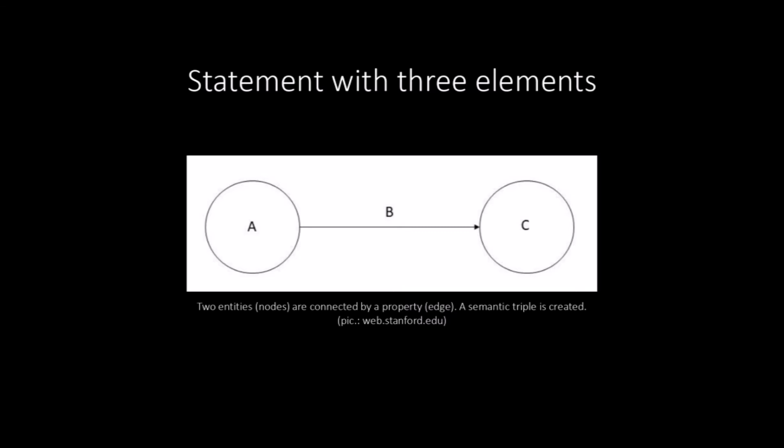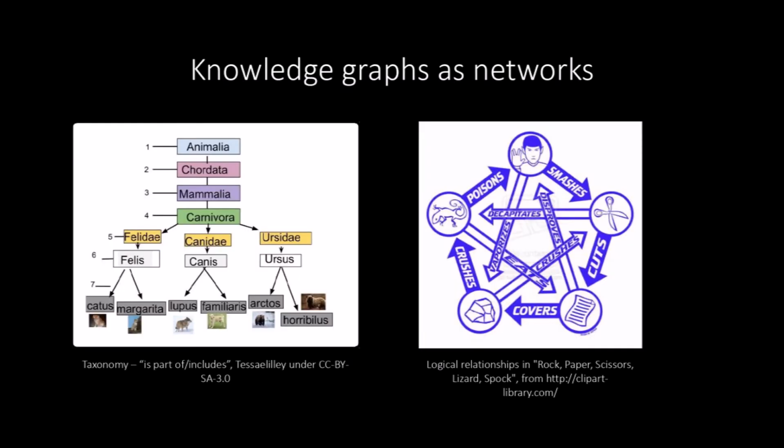Data scientists also speak of nodes instead of entities and edges instead of properties. The resulting connection of three elements is called a semantic triple. These semantic triples are the basic building blocks of a semantic database. A simple structure that can be expressed by such relationships is a biological taxonomy. That is a hierarchical classification system in which the various entities are related to one another by the properties is part of or vice versa contains.